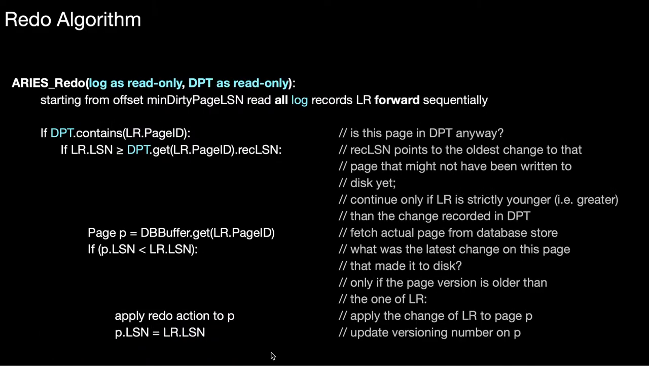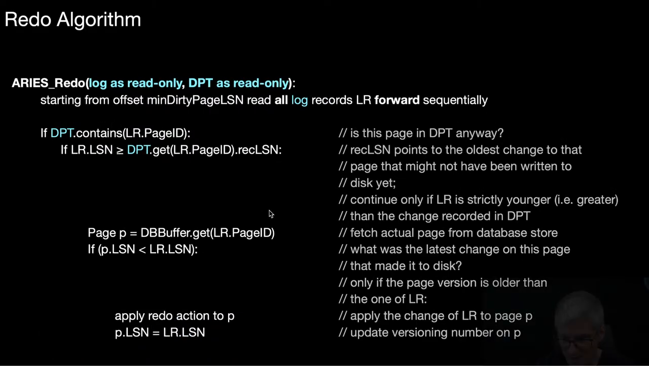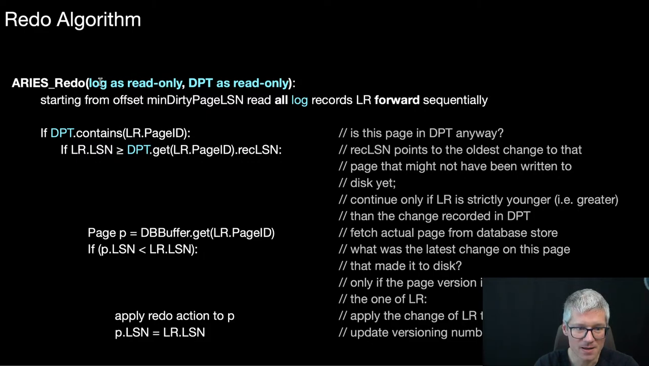Then comes the second phase, the redo phase, and that works as follows. So here, you need the log again in the read-only mode, and you want to have the dirty page table, also read-only. So what you do is, you start from this entry point we just computed in the analysis phase, and again, look at each and every log record. And then you do the following checks, a big nested if statement, three if statements.